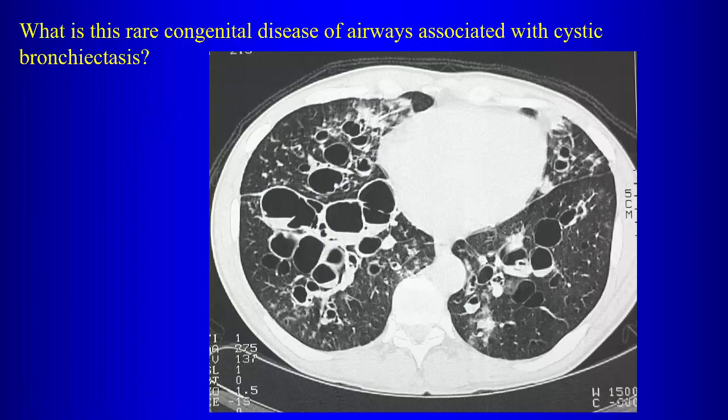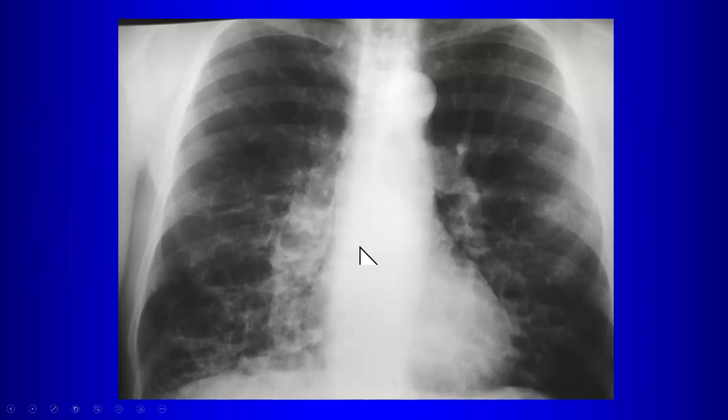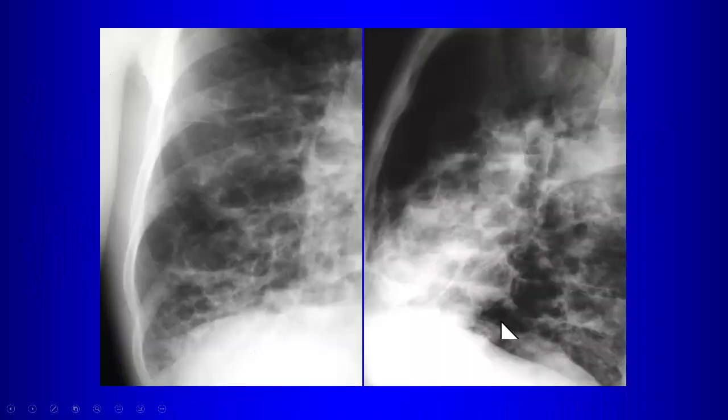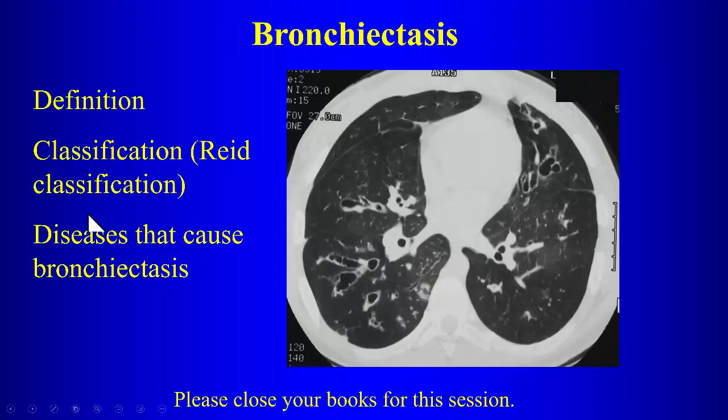What's the term? Anybody? What about the first guy? You can't leave him out. Williams-Campbell syndrome. Right? Williams-Campbell syndrome is a congenital disorder that results in absence of cartilage within the more distal bronchi, which is why the dilatation occurs there, not in the trachea. The trachea, main, and proximal lobar bronchi are not affected. These patients are predisposed to recurrent infections, and they develop cystic bronchiectasis, and that's why we see the air fluid levels in these areas.